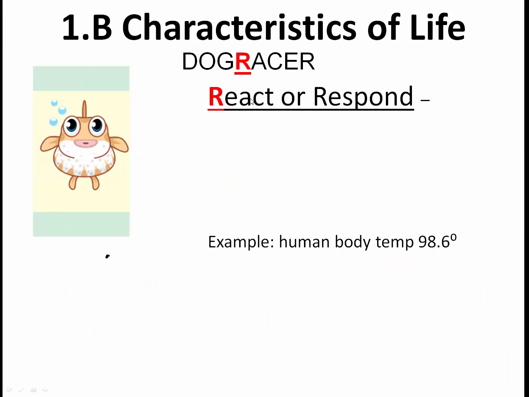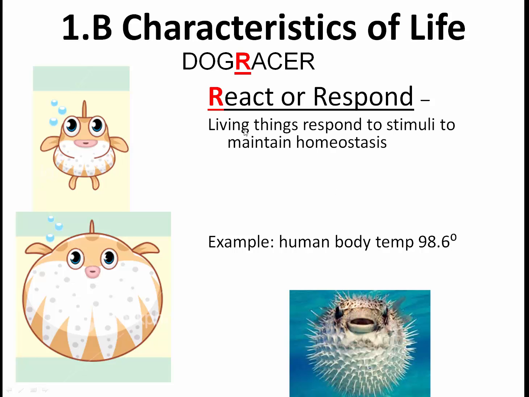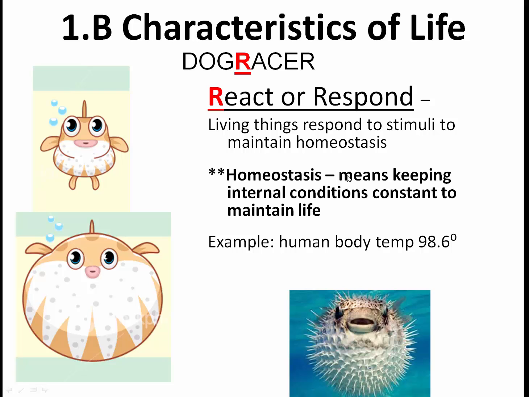The first R in DOGRACER is react and respond. We have a pufferfish minding its own business, and you can see something startled it. Here's a real example of the pufferfish. Living things respond to stimulus, and that's also to maintain homeostasis.